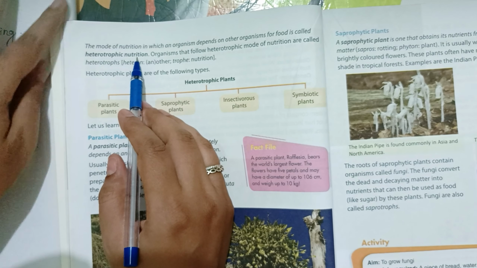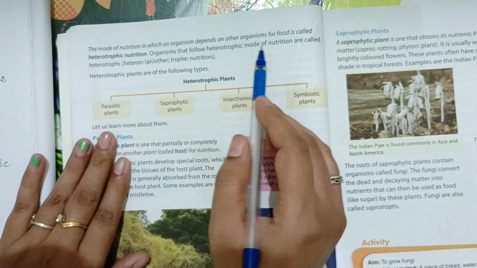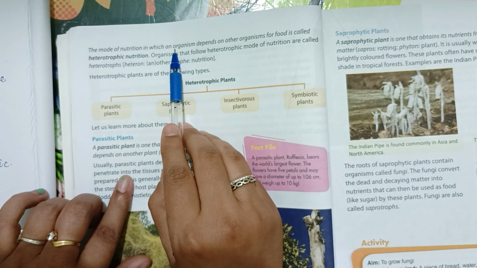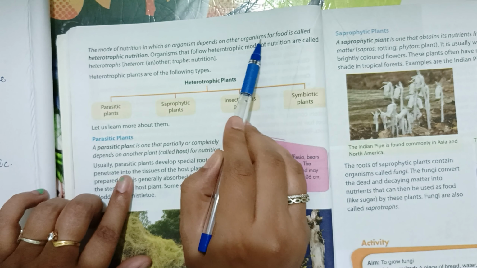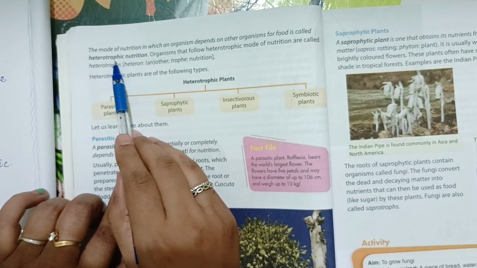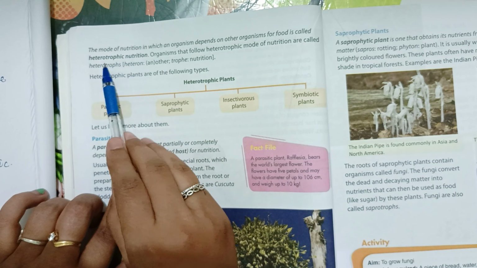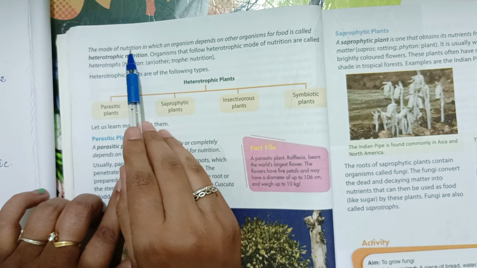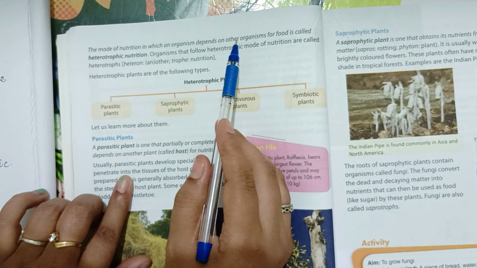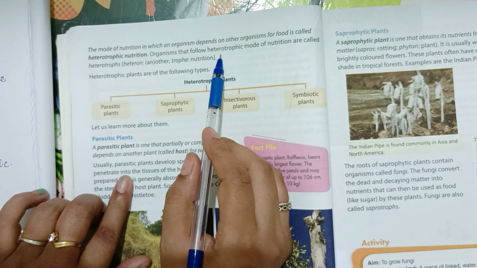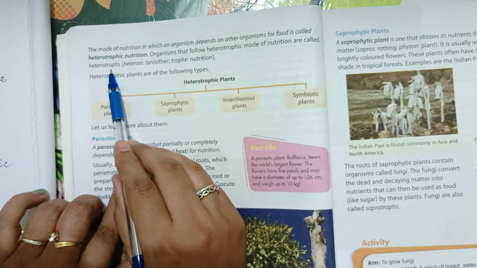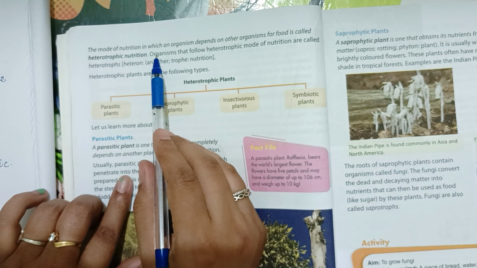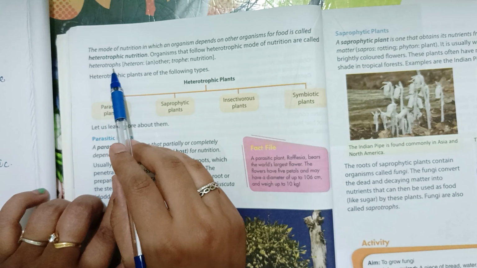So the mode of nutrition in which an organism depends on other organisms. As I've told, the mode of nutrition in which an organism depends on other organisms for food is called heterotrophic nutrition. Okay, hetero means depending on others. So heterotrophic nutrition is a mode of nutrition where the organisms are depending on others. And the organisms which follow this mode of nutrition are called heterotrophs. Like in autotrophic nutrition, the organisms are known as autotrophs, in this case the organisms are known as heterotrophs.